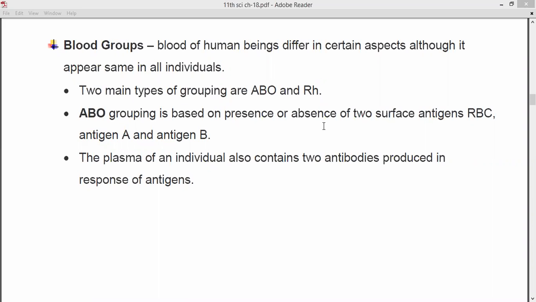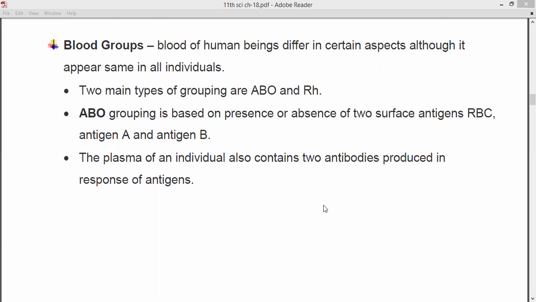The plasma of an individual contains two antibodies produced in response to antigens. The blood is composed of two things: first the blood cells and second the blood plasma. Your blood plasma contains two antibodies, in response to the two antigens which are present on the RBC. The blood cells contain the two antigens, antigen A and antigen B, and your blood plasma contains two antibodies that will respond to the antigens.